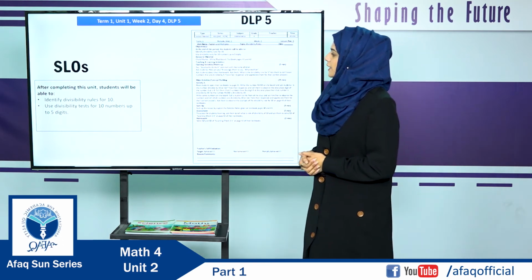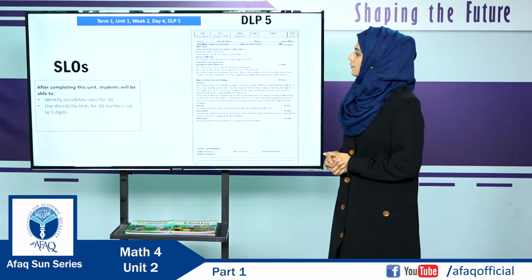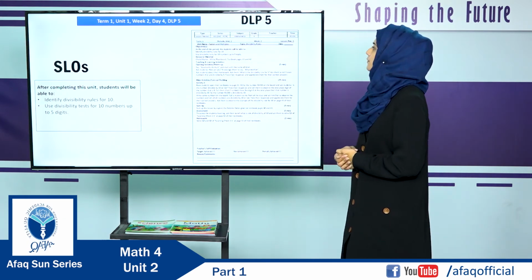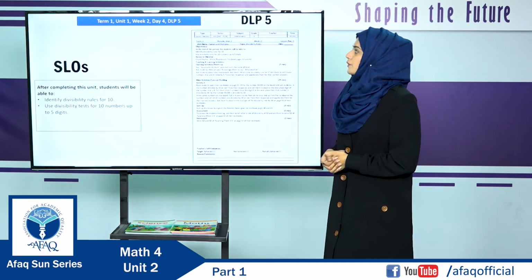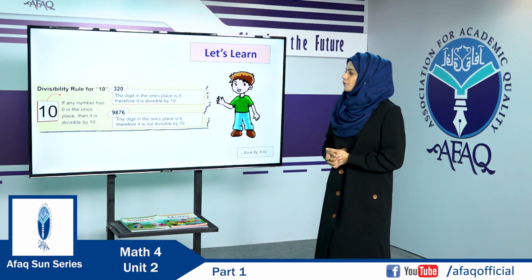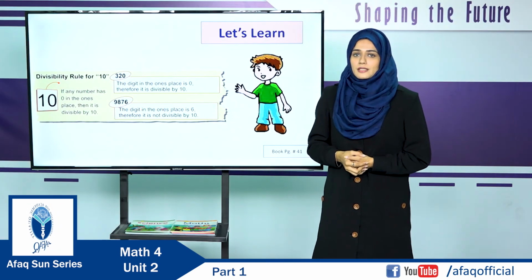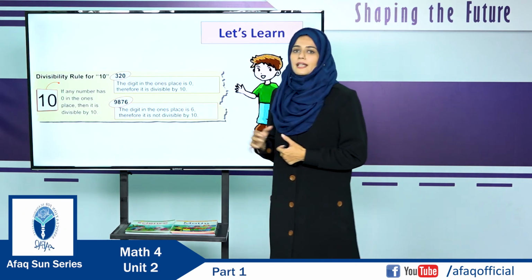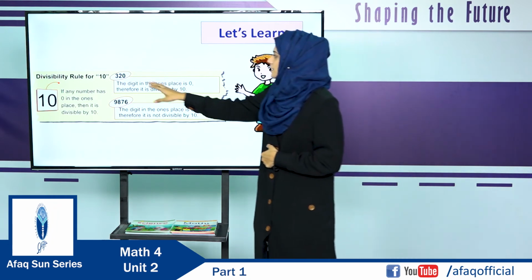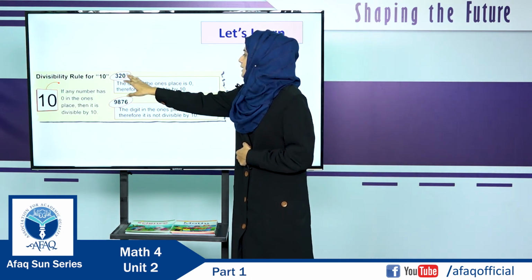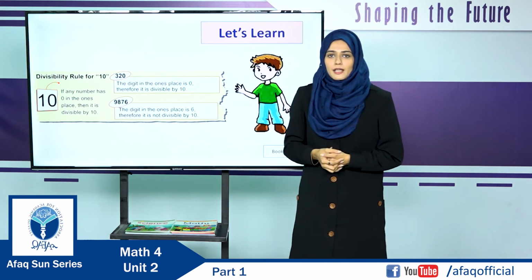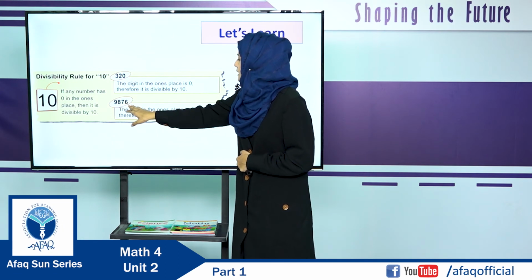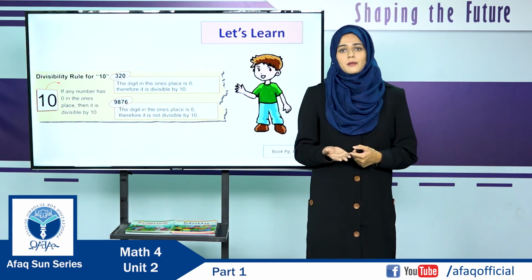Let's see the other concept. In this, we identify the divisibility rule for 10. Use divisibility test for 10 numbers up to 5 digits. To cover this, the methodology has been given in DLP5, which falls in term 1, unit 1 of week 2, day 4. On page number 41, now in this slide, we are going to discuss the divisibility rule of 10. If any number has 0 in the ones place, then it is divisible by 10. Let's see this number, 320. The digit in the ones place is 0, so it is divisible by 10. This number, 9876, the digit in the ones place is 6, therefore it is not divisible by 10.